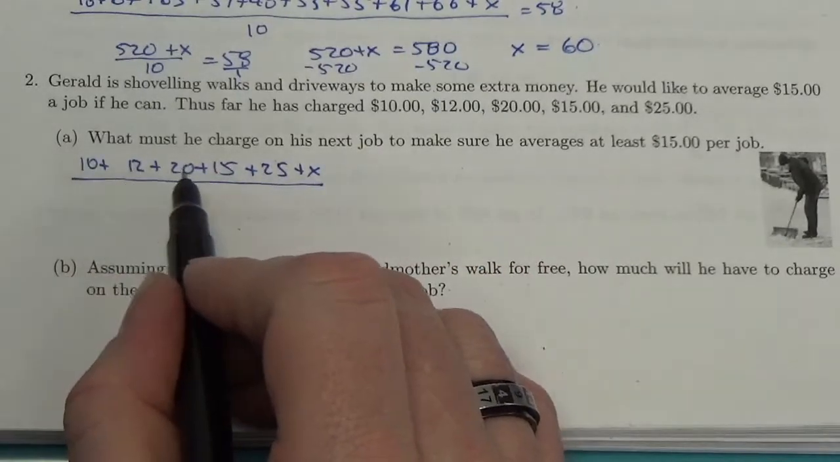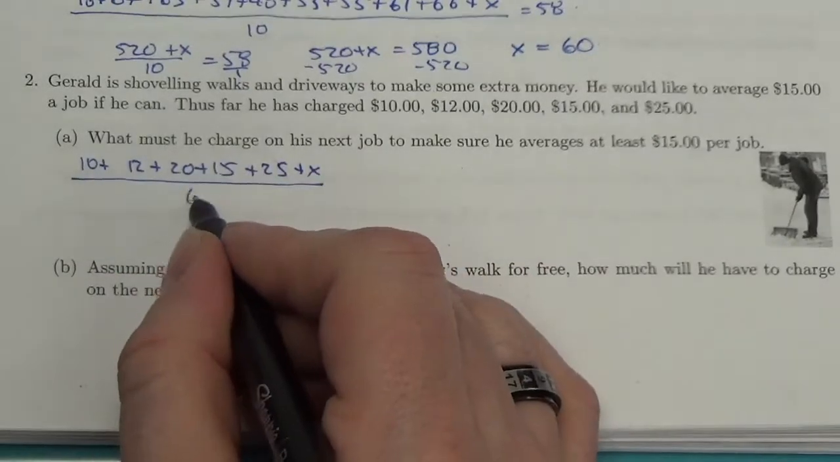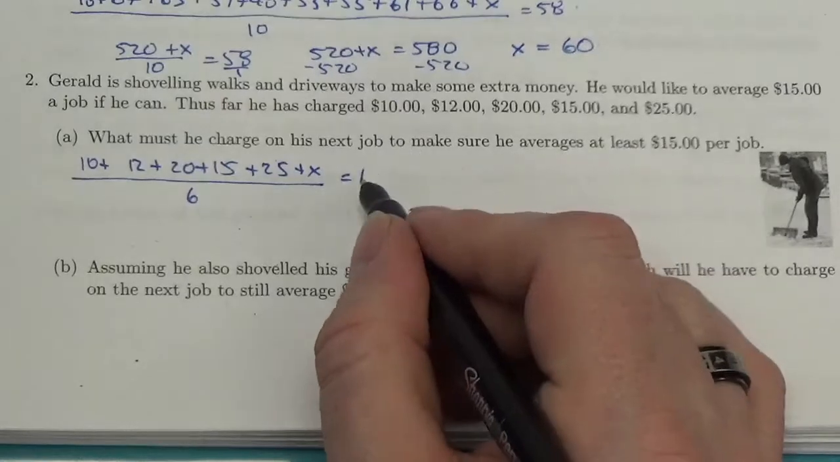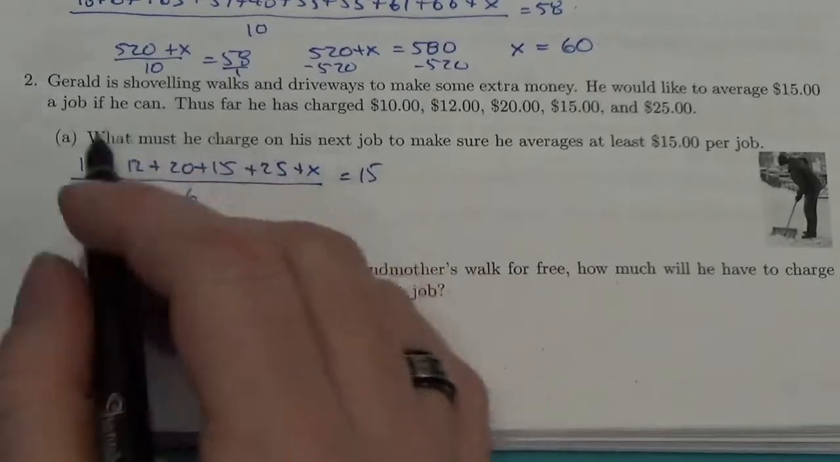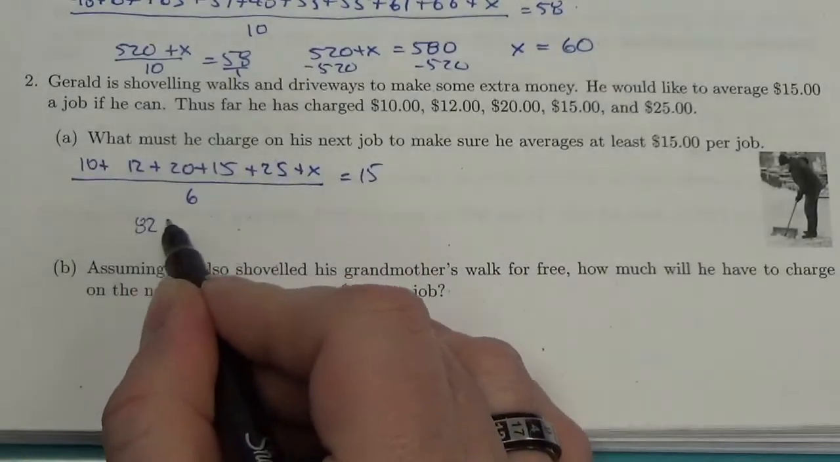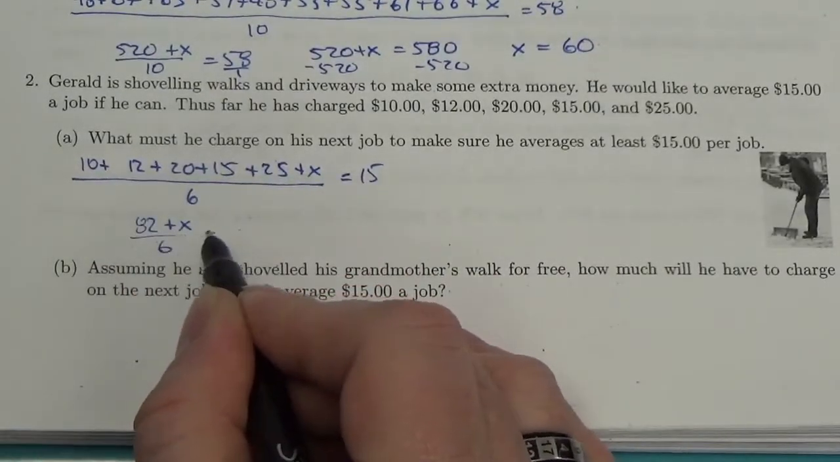So 1, 2, 3, 4, 5, 6. And he wants to average $15 per job. So when we add those all up, divide by 6, we should get 15. Now, again, I'm just going to simplify. I'm just going to add those numbers all together up in the numerator. That's going to get me 82 plus x divided by 6 is equal to 15.